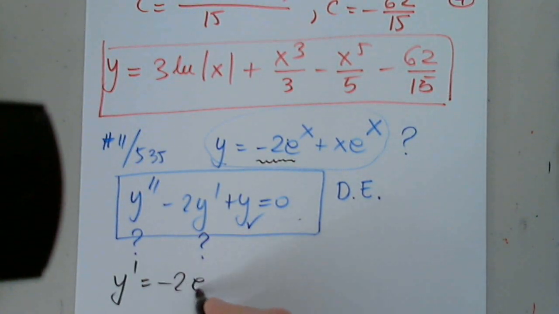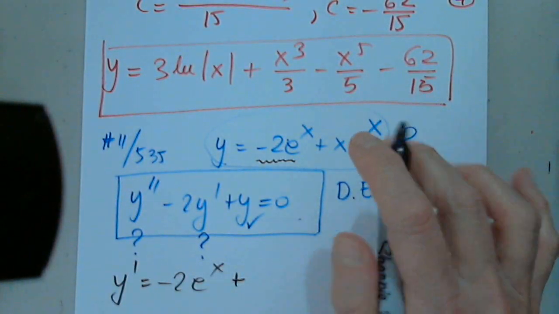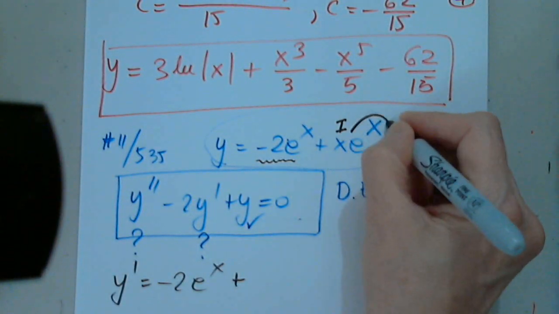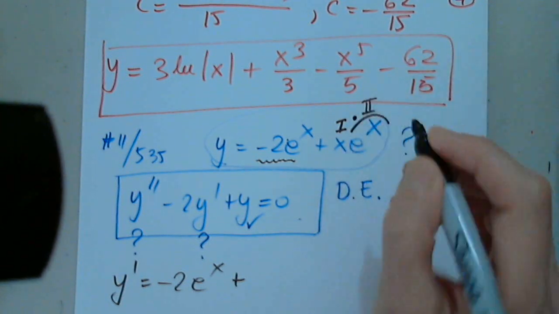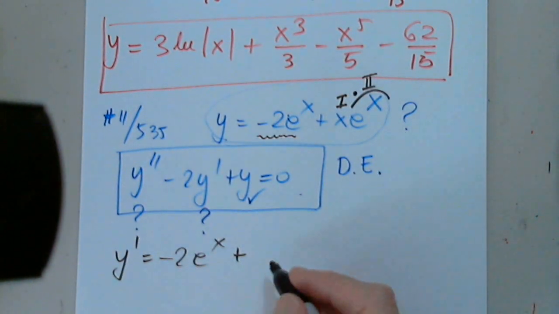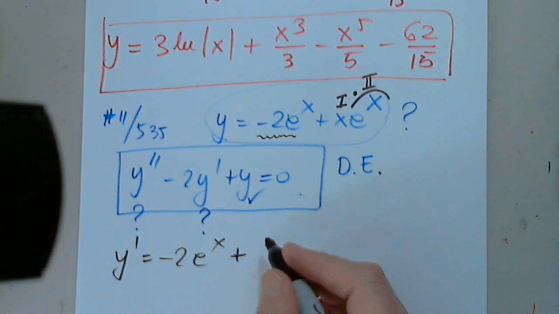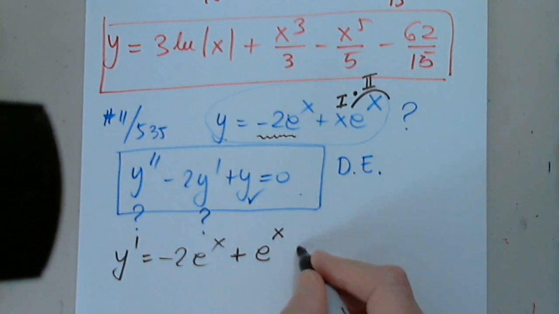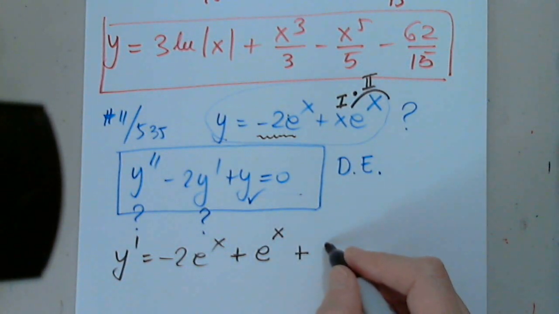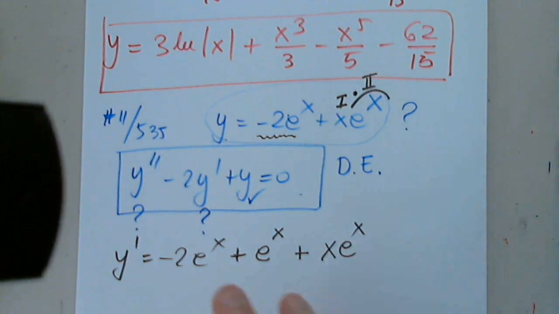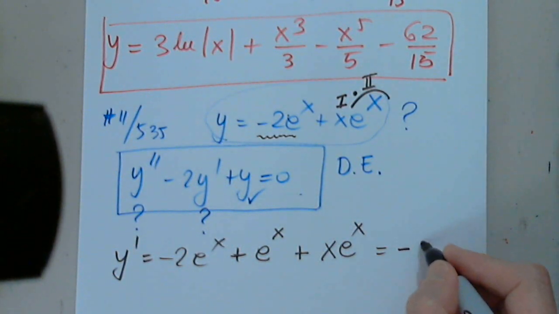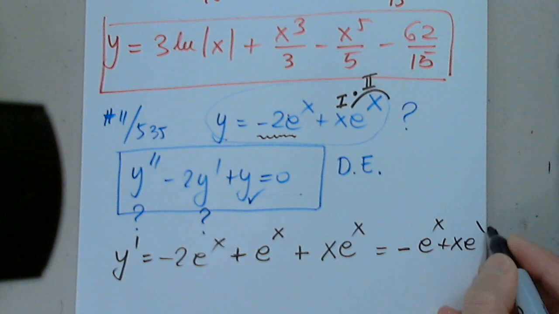Negative 2 e to the x. That's it. Perfect. Plus. Careful. First function, second function. Product. Can anyone help with this? Plus 1, so plus negative e to the x, yes, plus, and then plus x e to the x. Excellent. Since these are like terms, I'm going to write negative 2 e to the x plus e to the x as negative e to the x plus x e to the x.